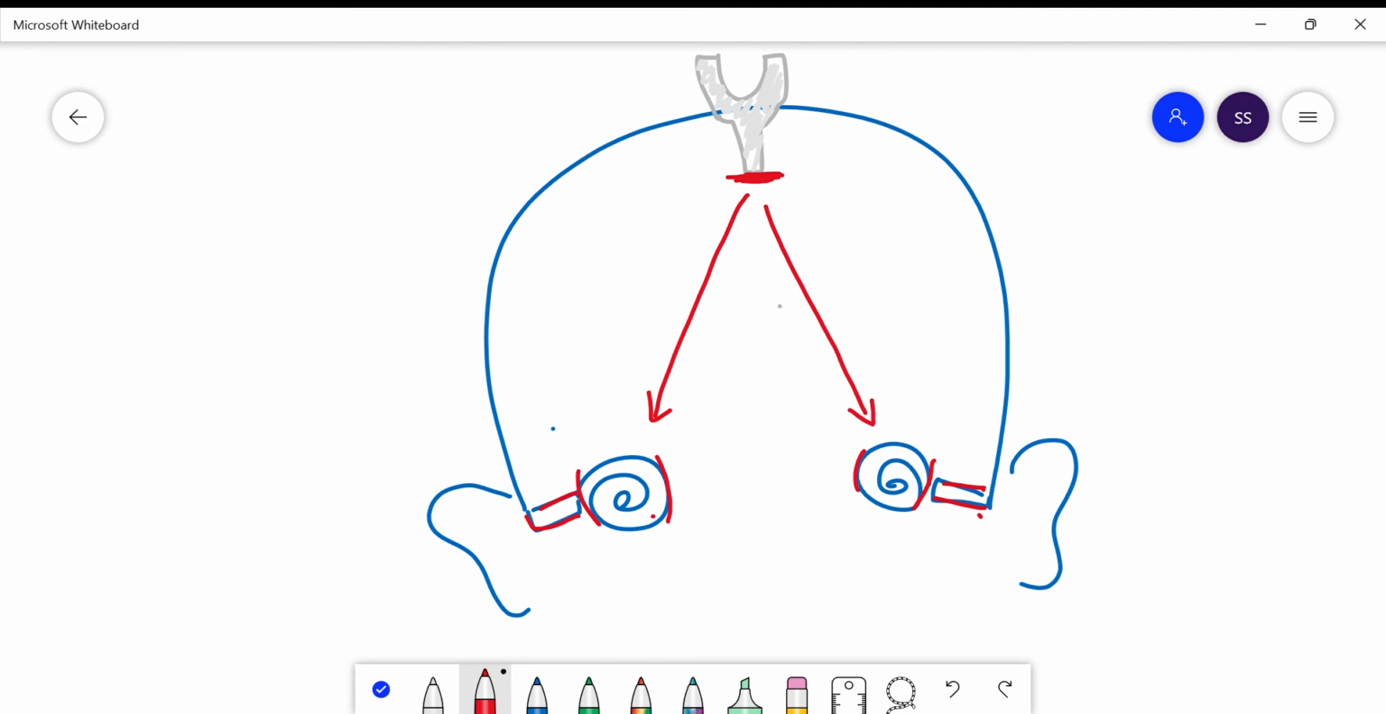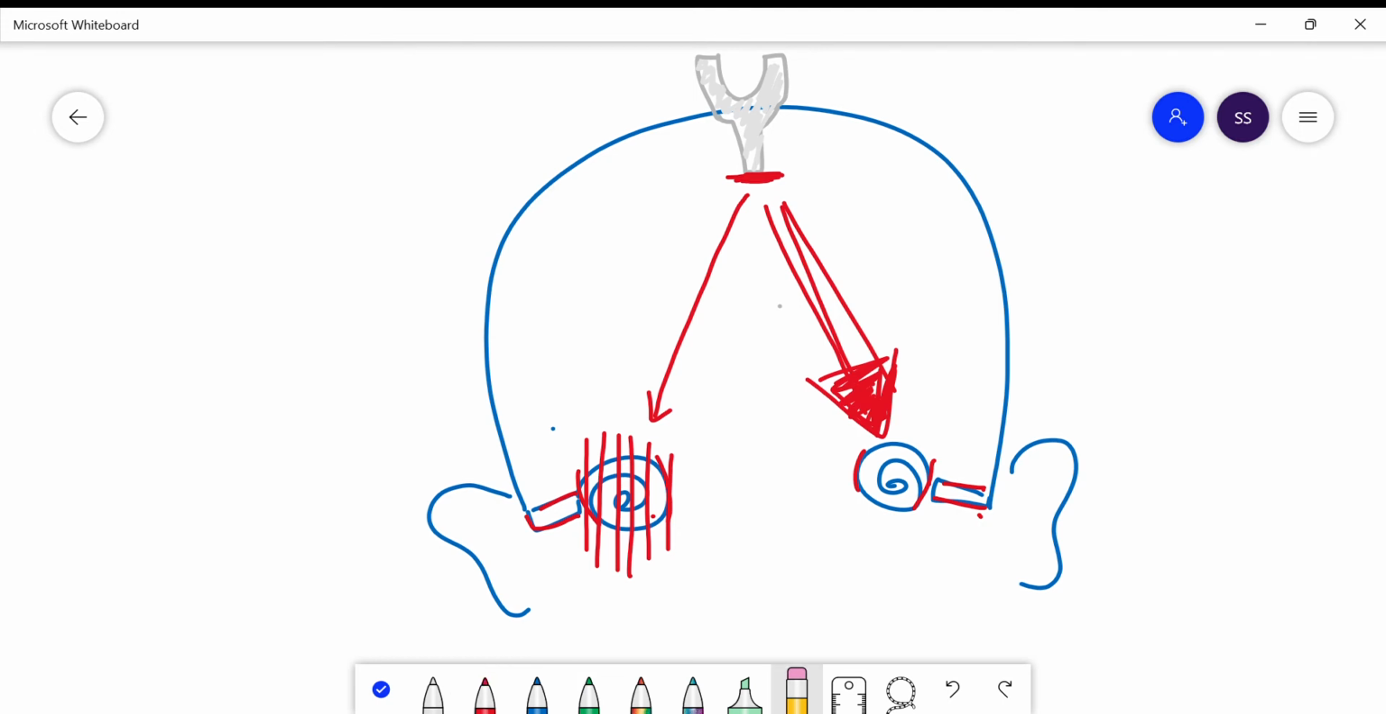Now of course, if there is sensorineural hearing loss, let's say that this is gone, obviously the sound waves are going to be heard better on the normal side, on the contralateral side.